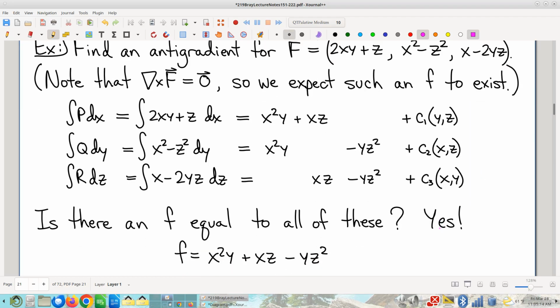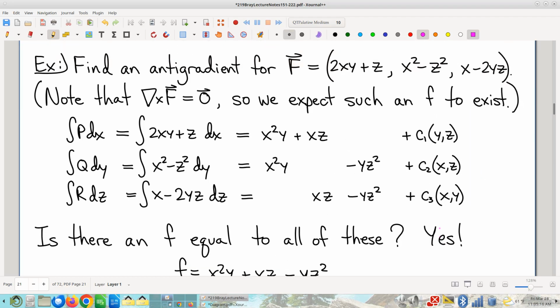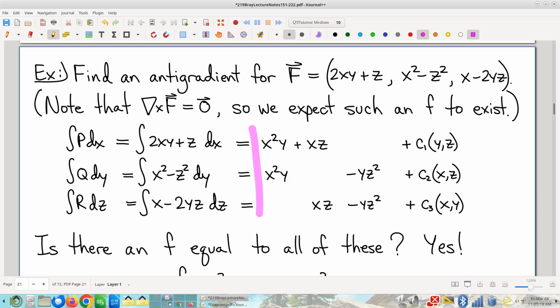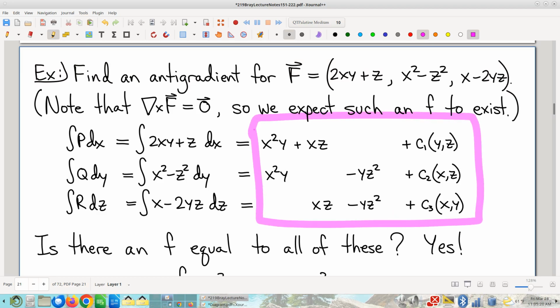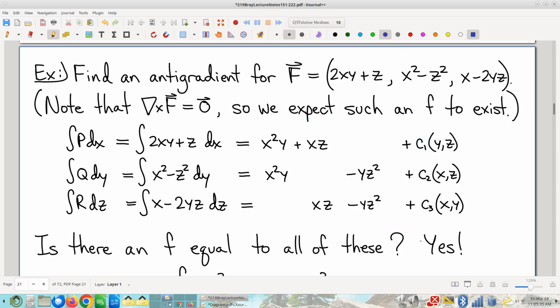And again, I remind you, the goal here is to figure out, is there some function that's equal to all three of these things? More to the point, can I choose these partial constant functions in such a way that all three of these things are equal? Okay, so again, game. Let's see here now.